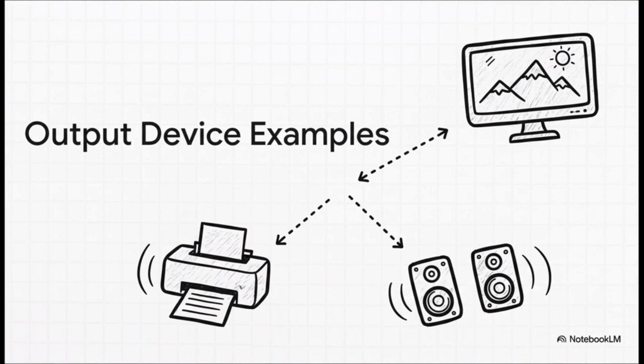Think about it. The monitor is the computer's main visual voice, showing us everything from text to videos. A printer? That's its voice on paper. And speakers, well, that's the computer's actual literal voice, letting us hear music or notifications.